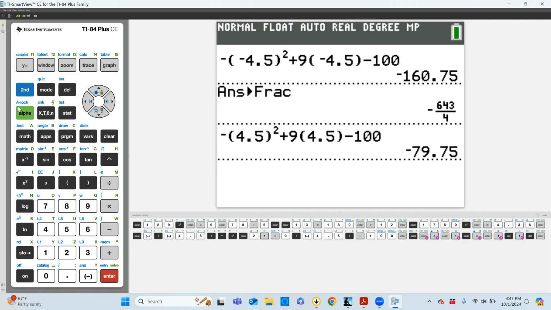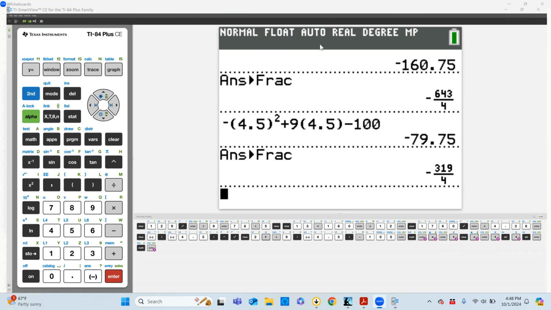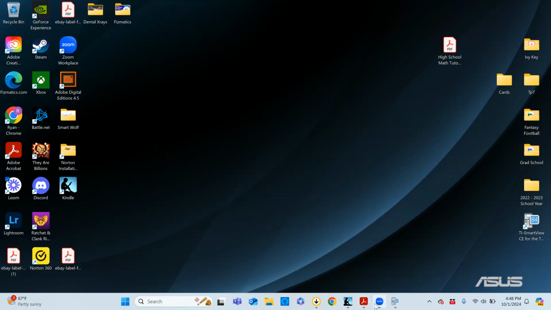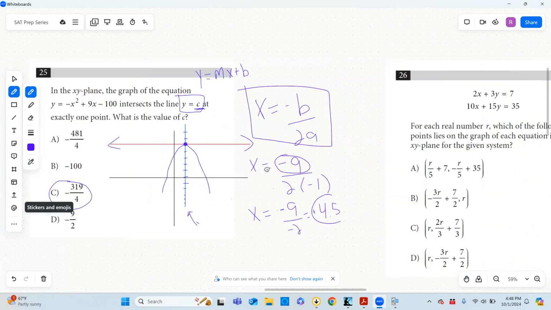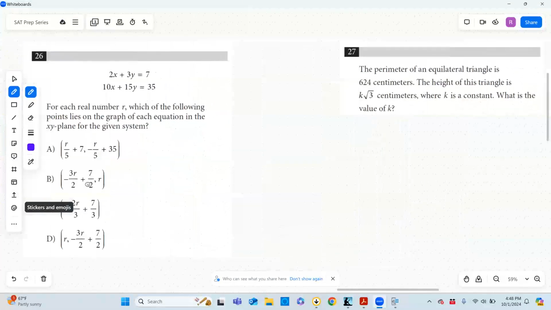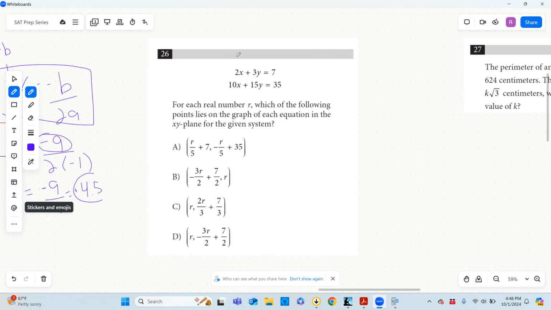We have negative 79.75. We turn that into a fraction. And we get negative 319 divided by 4. And I believe that's going to be an answer choice that we see here. Let's just bring zoom back up. There it is. Negative 319 divided by 4. Alright. So let's knock out 26 and 27 quickly and call this video done.